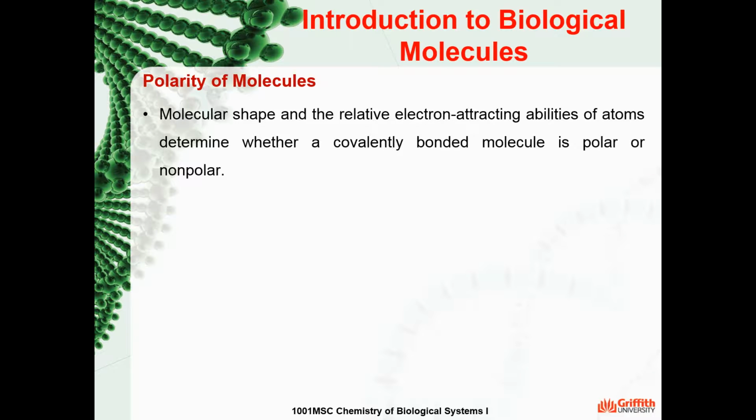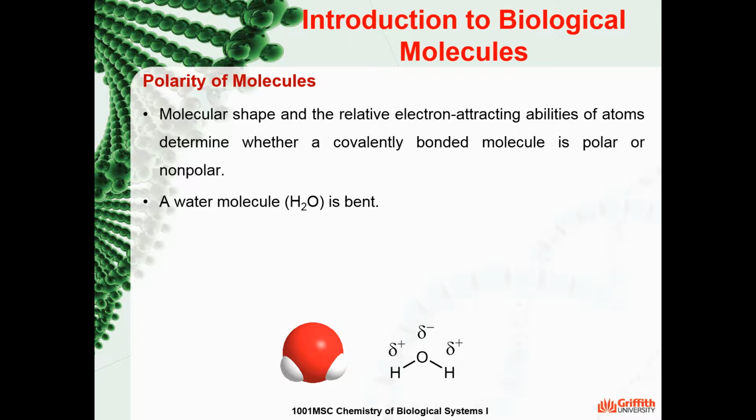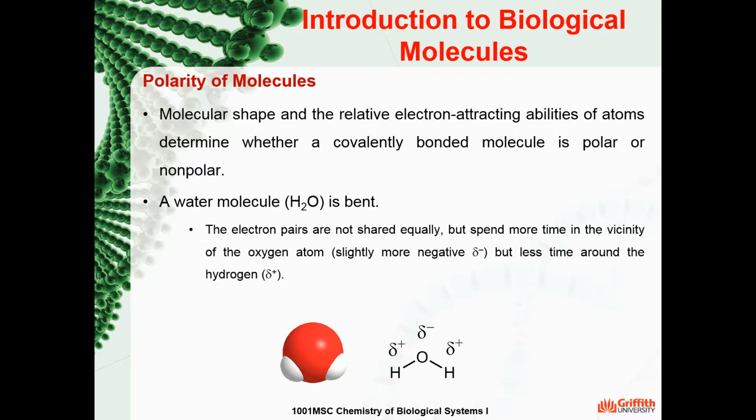In terms of geometry, molecular shape and the relative electron attracting abilities of atoms determine whether a covalently bonded molecule is polar or nonpolar. The water molecule has a bent shape, similar to a boomerang. The electron pairs are not shared equally, but spend more time in the vicinity of the oxygen atom, which causes slightly more negative charge around it. The electrons spend less time around the hydrogen, leading to a partial positive charge. So water has two poles of charge, therefore it is a polar molecule or dipole.